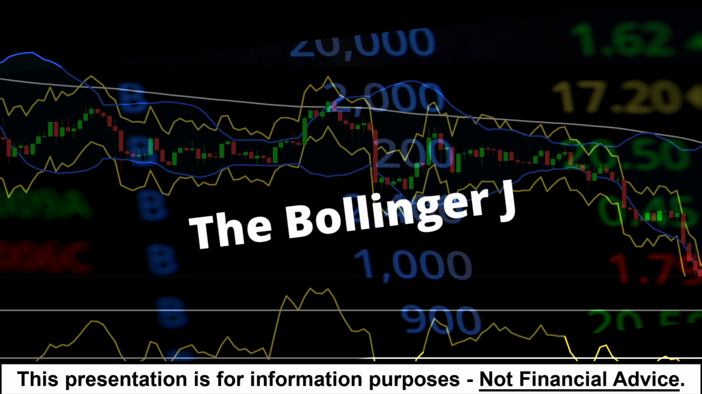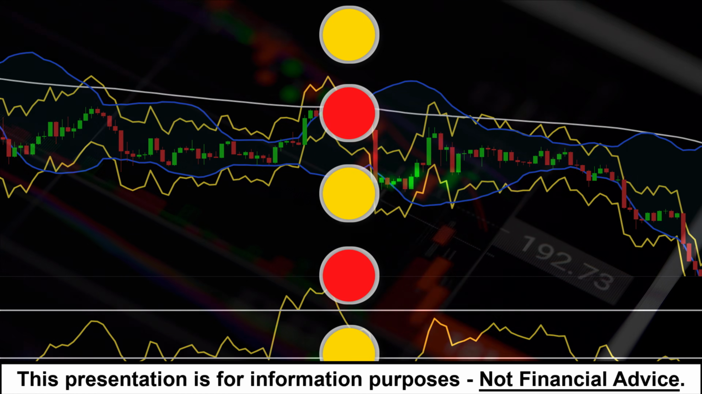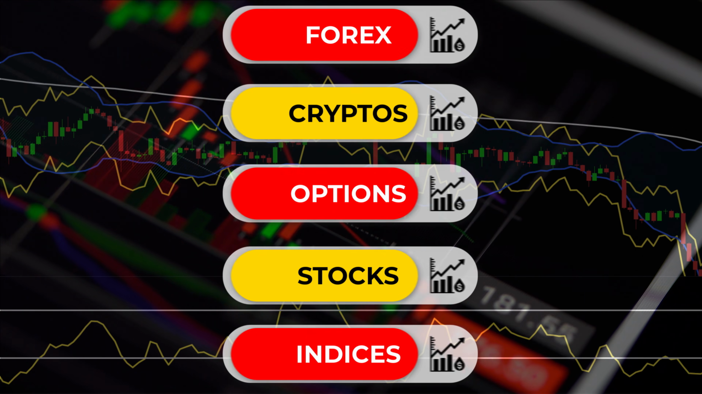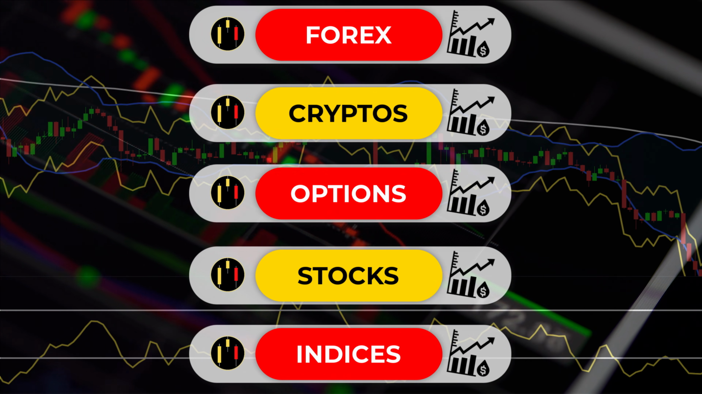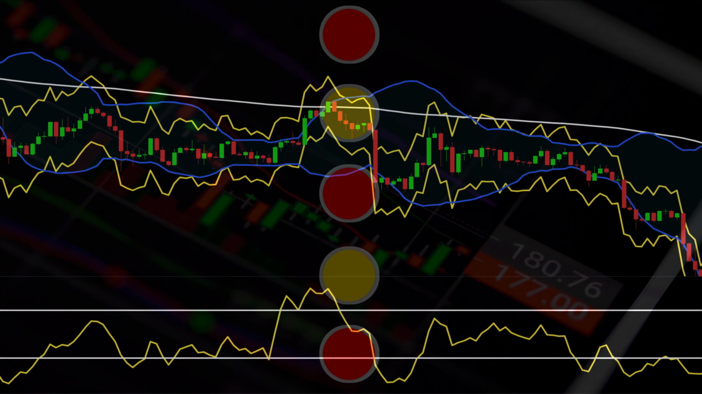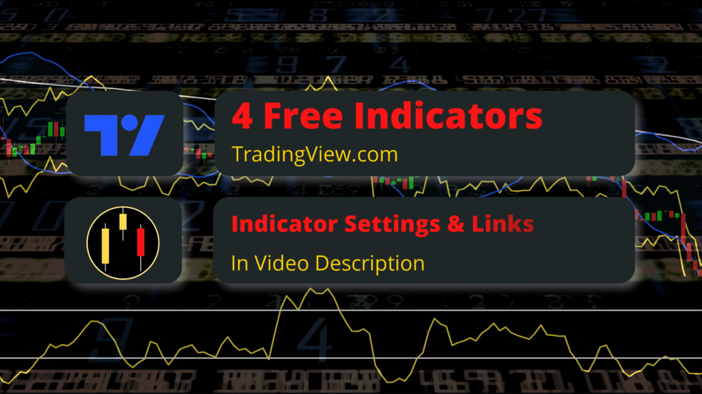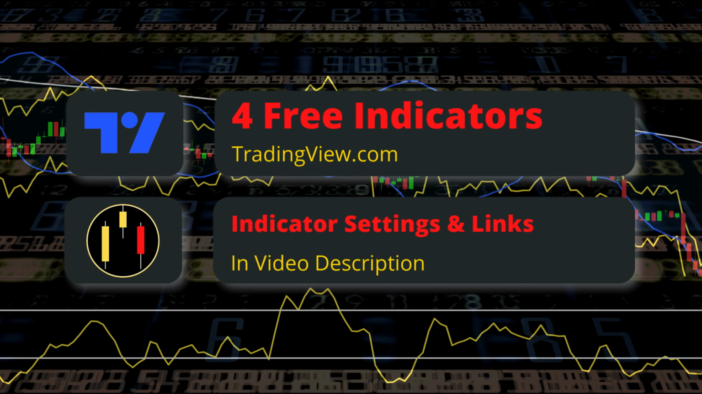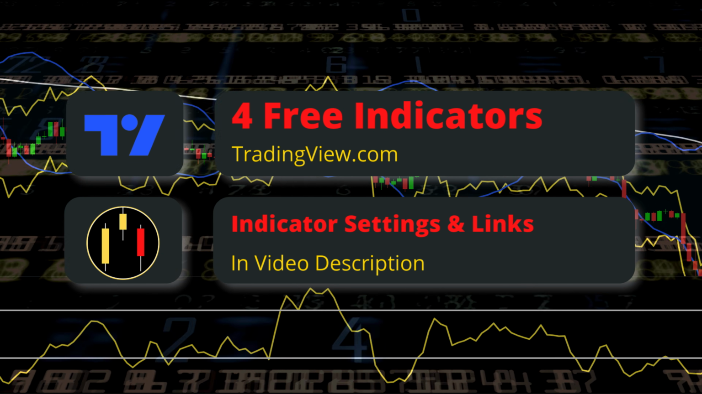I call this system the Bollinger J, and like most trading systems, it can be adapted to Forex, crypto, options, stocks, indices, or any instrument that has significant volume and market participants. This trading strategy utilizes 4 free TradingView indicators. As always, links and settings to all indicators are listed in the description.